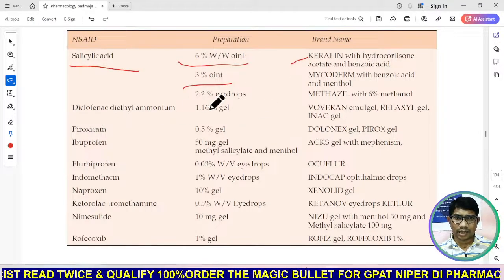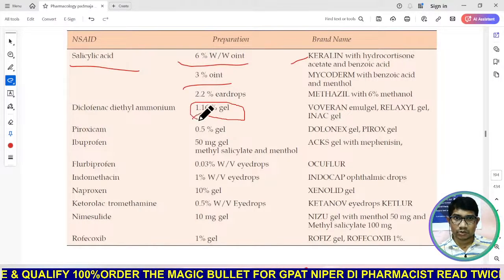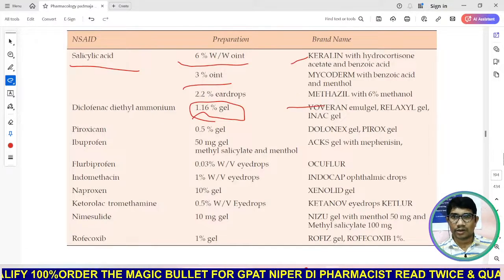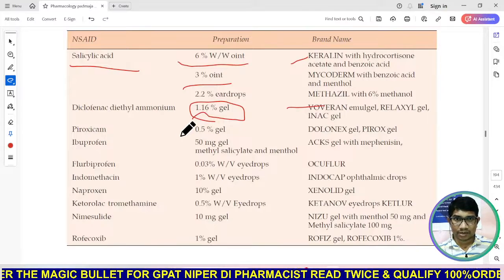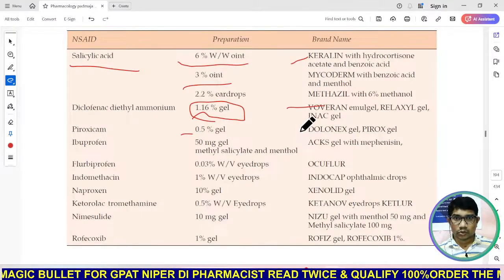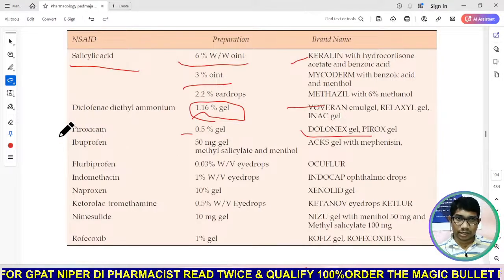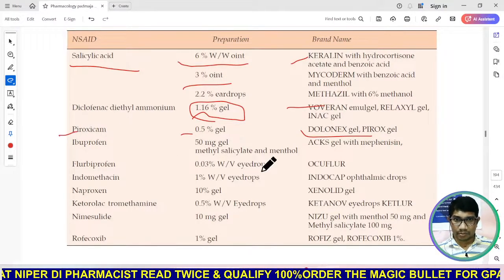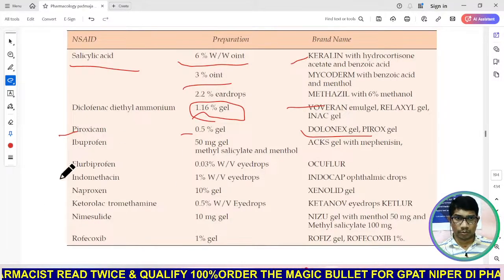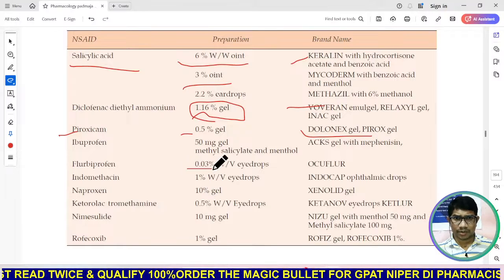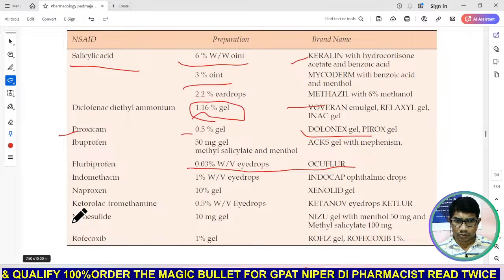डाइक्लोफेनेक का जेल आता है एज अ लोकल पेन किलर. डाइक्लोफेनेक का जेल क्यों आता है? घुटने में चोट लगी है. सो ओवेरान जेल इज अ ट्रेड नेम. पायरोक्सिकैम का भी जेल आता है 0.5%, उसको नाम है डोलोनेक्स. डोलोनेक्स का टैबलेट भी आता है, डोलोनेक्स और पायरोक्स जेल. डोलोनेक्स का टैबलेट आता है पायरोक्सिकैम 10 मिलीग्राम का. Ibuprofen, flurbiprofen is an ocular anti-inflammatory drug. तो ऑक्यूफ्लो को याद रखना है.